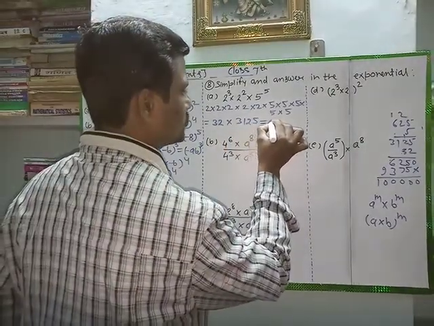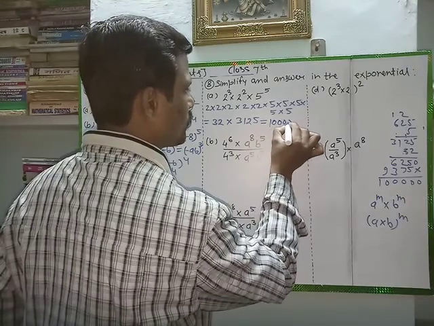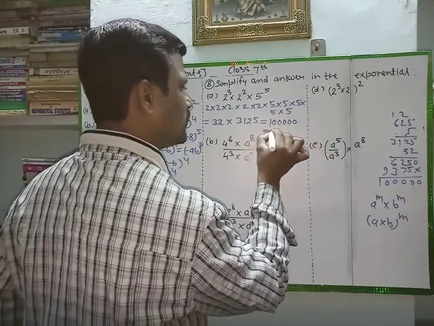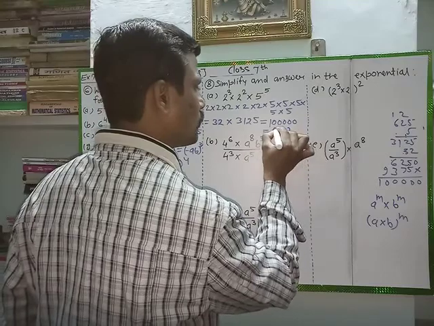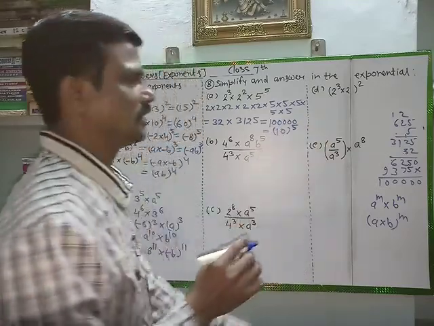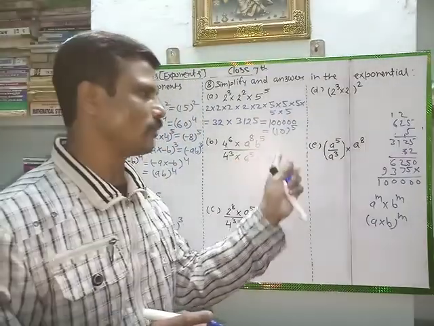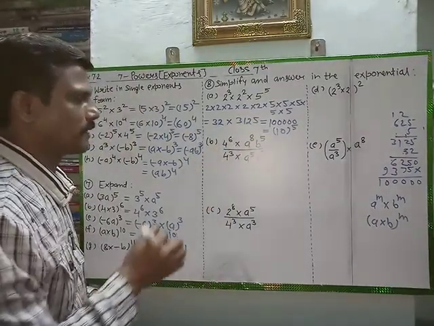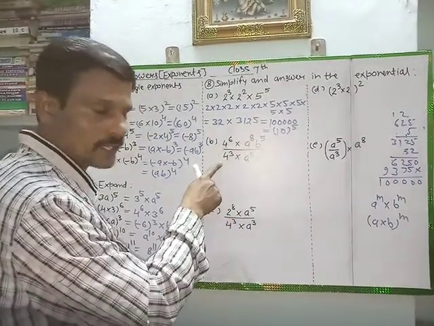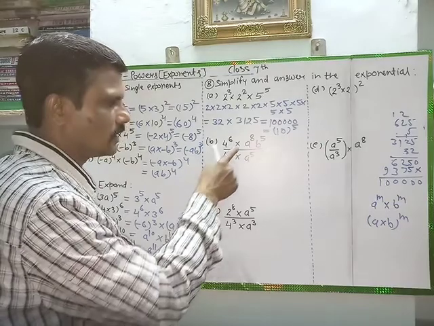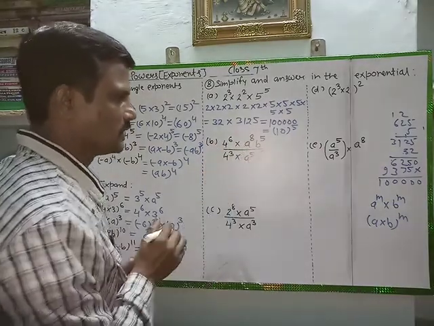So the answer is 1 lakh, 1 2 3 4 5, and you can write this as 10 to the power 5 because we have to change this into exponential form. Okay, question number 4, 4 to the power 6, and here also the base is 4, a b. So how do we solve this?